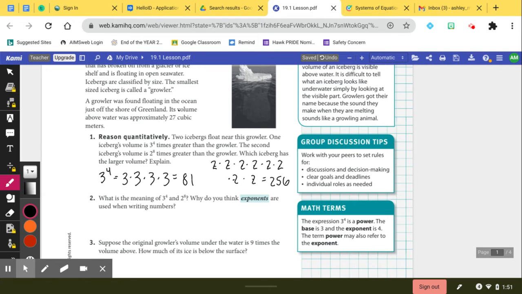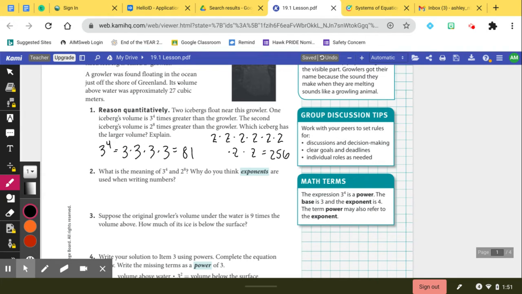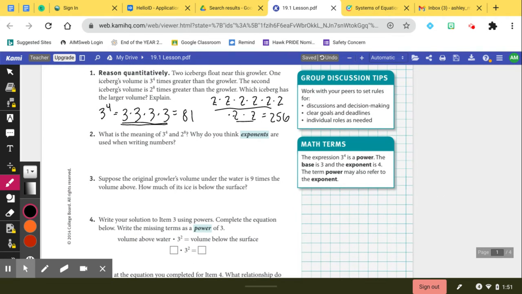So number 2 says, what is the meaning of 3 to the 4th and 2 to the 8th? And why do you think exponents are used in writing numbers? Well, the meaning of 3 to the 4th is 3 times itself 4 times. And 2 to the 8th is 2 times itself 8 times. The reason we use exponents when writing numbers is that it is a simpler way of writing out pretty long multiplication problems with the same number. So in the expression 3 to the 4th, the base is 3 and the exponent is 4. The term power may also refer to the exponent.